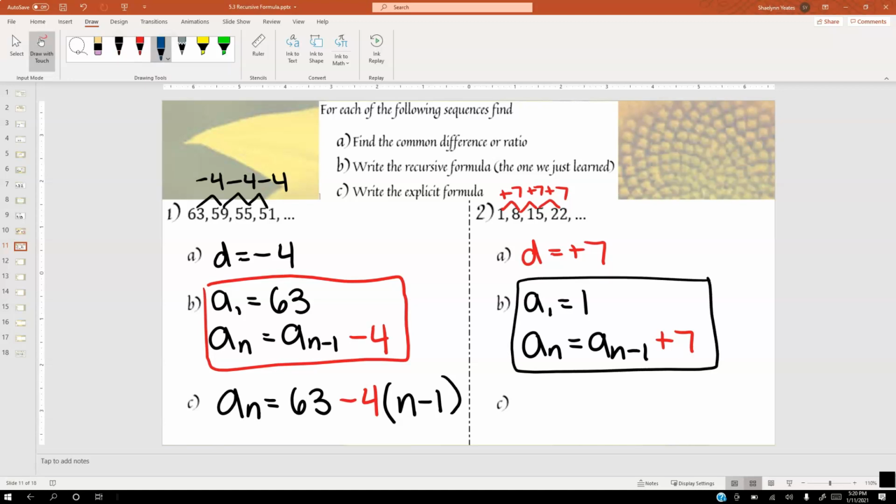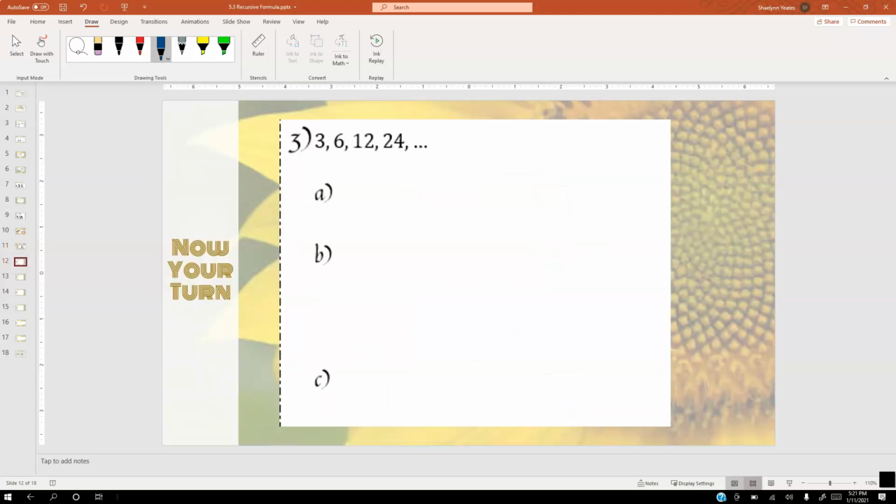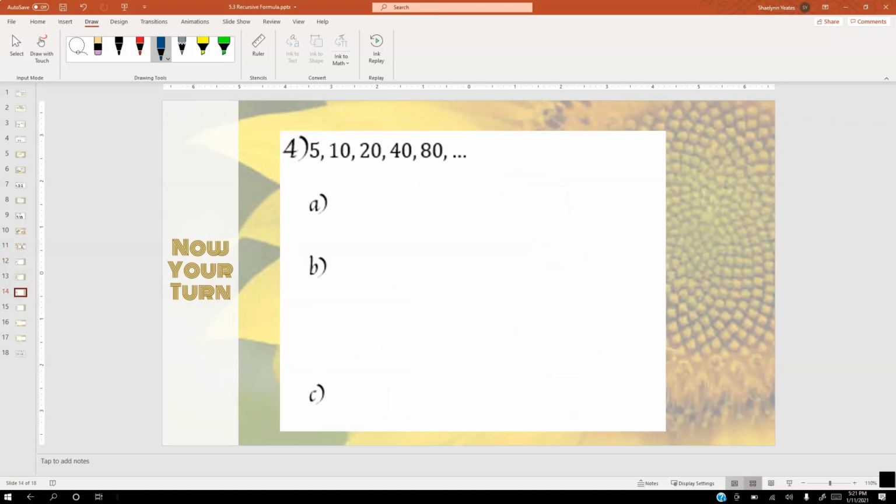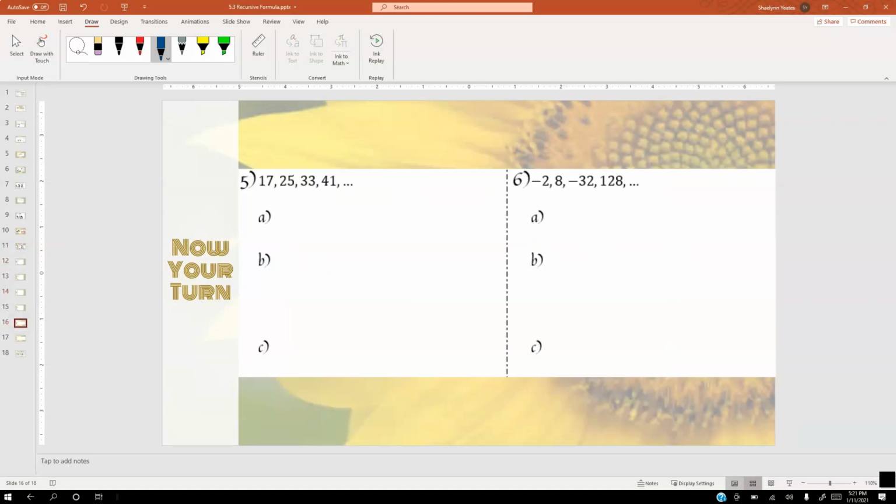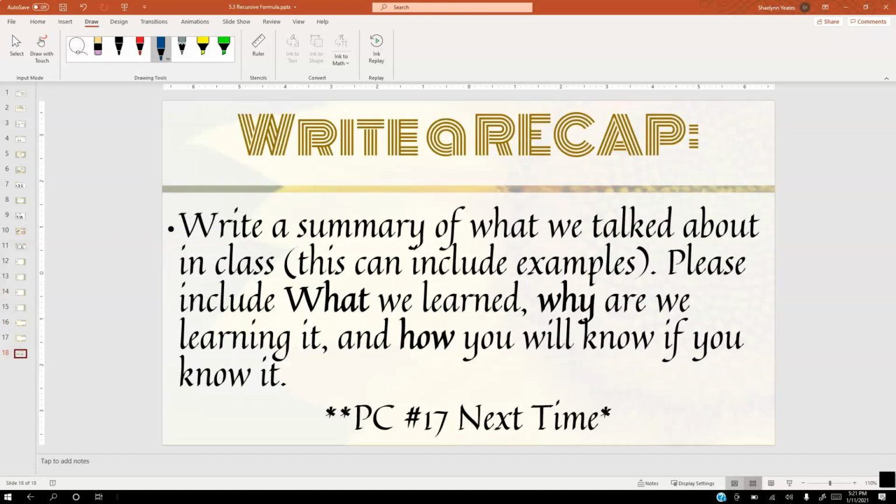And then my explicit formula, we've got a sub n equals, we're going to take our first number, so 1. And then every single time we are adding 7. And then because we're adding, the n minus 1 goes in parentheses next to the 7. Okay, I want you guys to go ahead and try this one out. And this one. And this one. Once you're done with that, go ahead and write your recap.